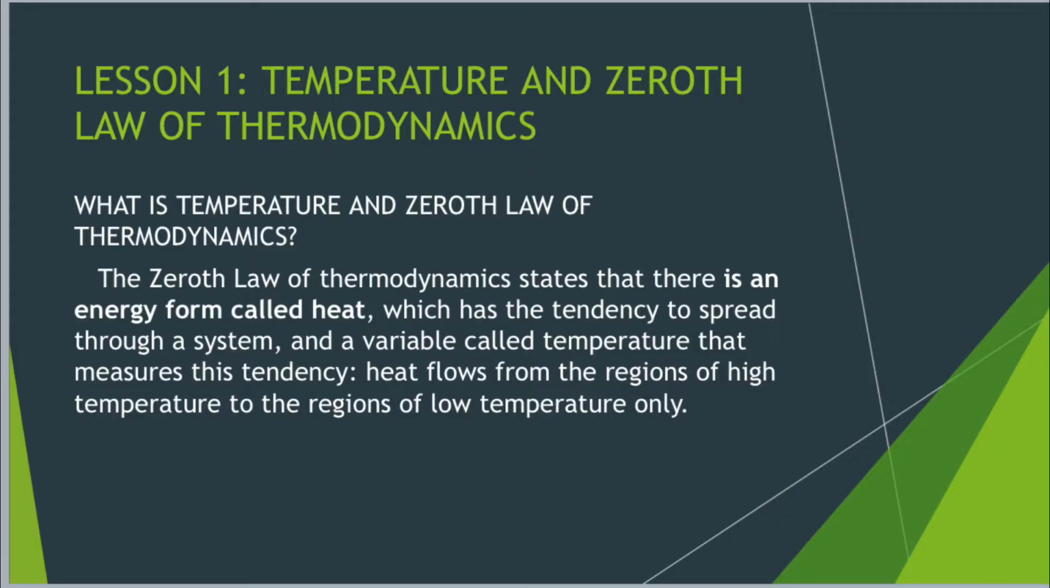The zeroth law of thermodynamics states that there is an energy form called heat, which has a tendency to spread through a system, and a variable called temperature that measures this tendency. Heat flows from regions of high temperature to regions of low temperature only.